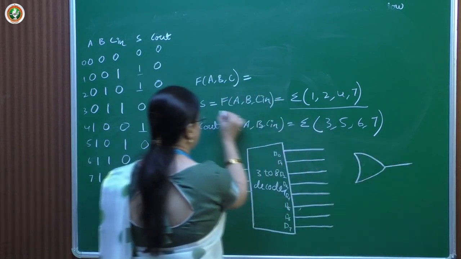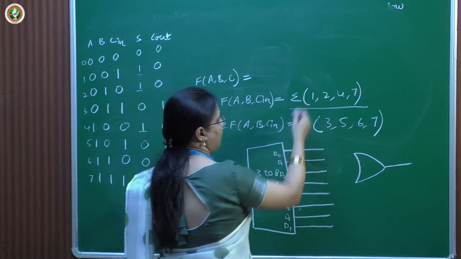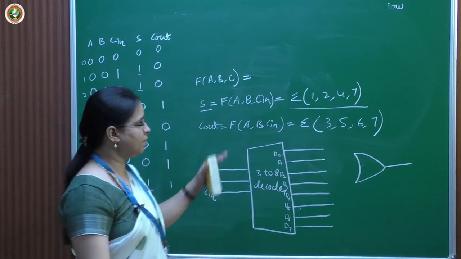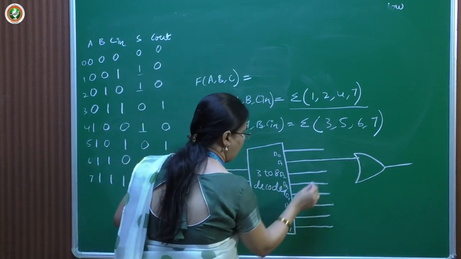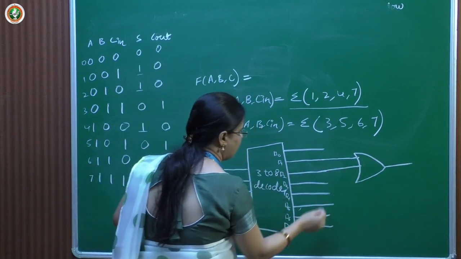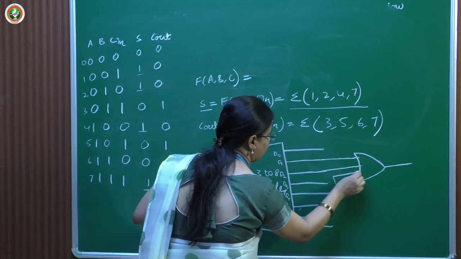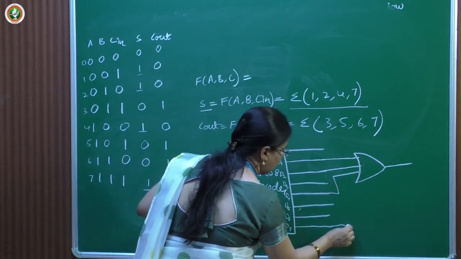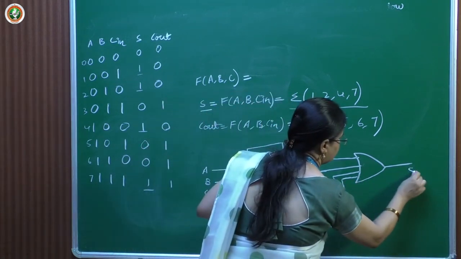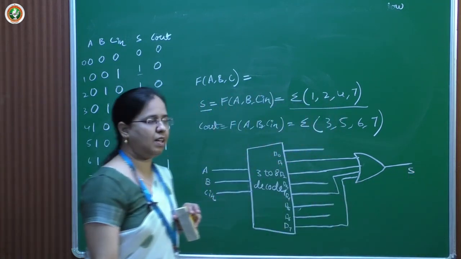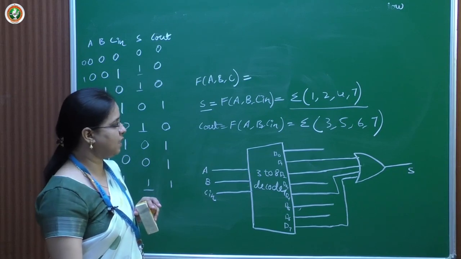Now, for your sum entry, identify which are the min terms. So min terms are 1, 2, 4 and 7. So take the connection from 1, then from 2, then from 4, and the last one from 7. Okay, so I can tell that this is the logical expression for your sum.